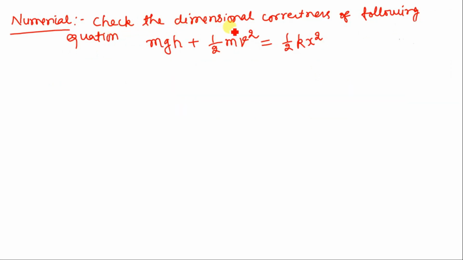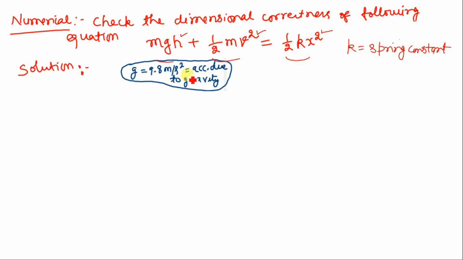Now we have understood this fact. Let us now take an example. So we have to check the dimensional correctness of this equation: mgh plus half mv square is equal to half kx square. Here k is the spring constant, x is position, h is height, v is velocity. Let us try to solve this problem. We will be checking the dimensions of these three terms. There are total three terms in this equation. The first term is mgh, the second term is half mv square, and the third term is half kx square.